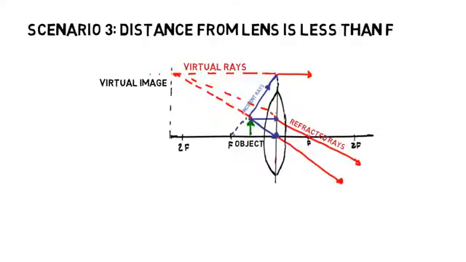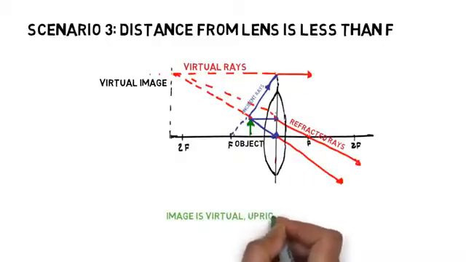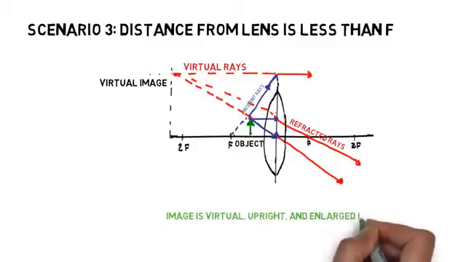So why is the image formation in this scenario different from the rest? Well, this is due to the fact that real images are formed by the intersection of refracted rays, known as converging rays, but in this scenario, as you can see, the refracted rays actually don't converge. But because we know that light travels in straight lines, we can actually trace back to the point where the rays actually diverge from, which is the point where the virtual image is created. So in this scenario, the image is virtual, upright, and enlarged in magnification.